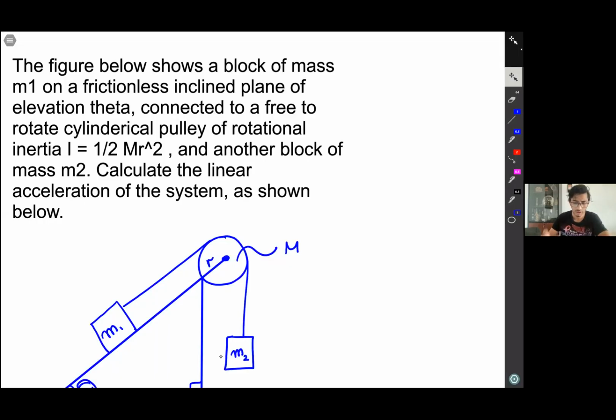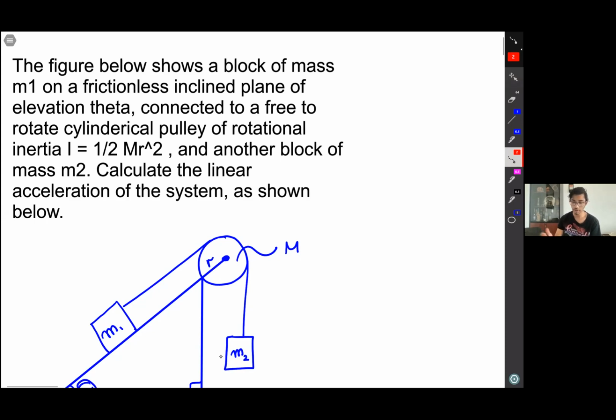The figure below shows a block of mass m1 on a frictionless inclined plane of elevation theta, connected to a free to rotate cylindrical pulley, so this one, with rotational inertia I equaling half mr squared, and another block of mass m2. The question asks us to calculate the linear acceleration of the system as shown below.